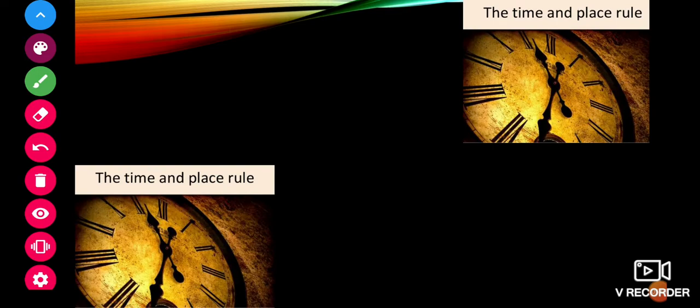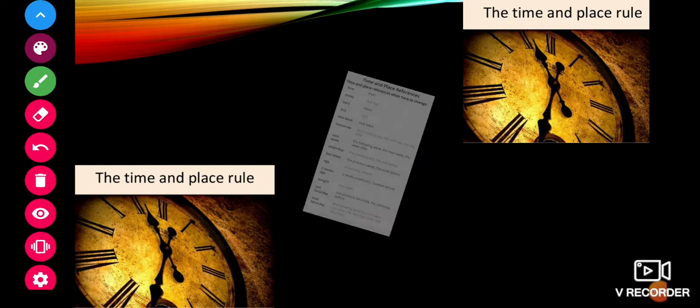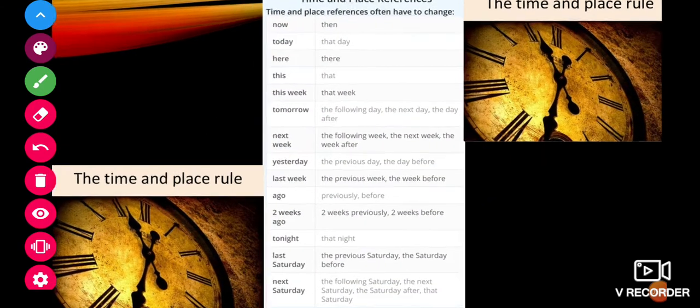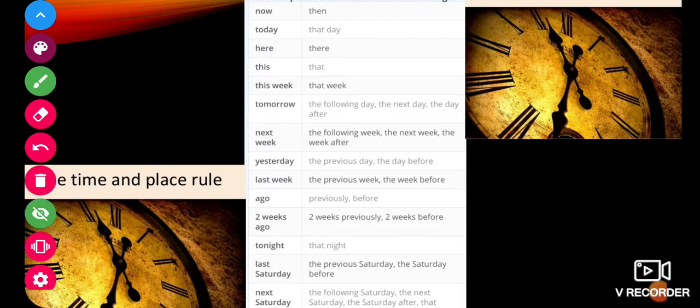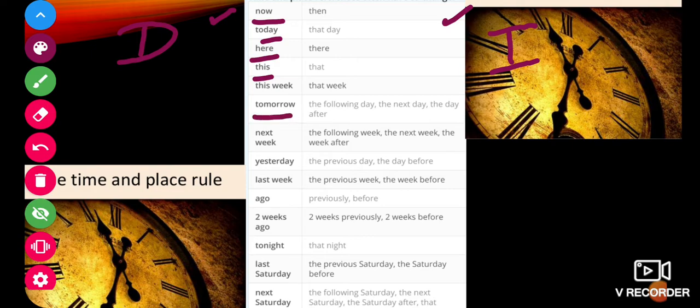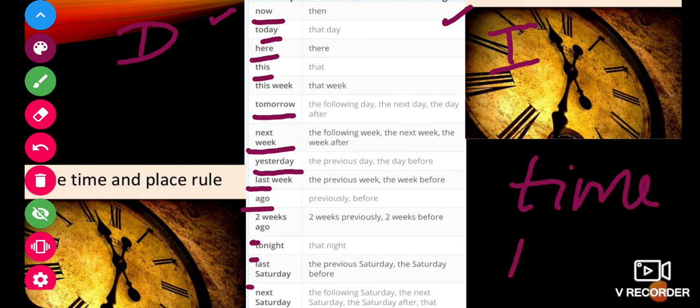Now let us look at the second rule, the time and place rule. Here you can see there are two columns. The one on the left refers to direct speech. The one on the right refers to indirect speech. There are a few words which indicate time and place, like now, today, here, this, tomorrow, next, yesterday, last, ago, and so on. So this group of words indicates either time or place.